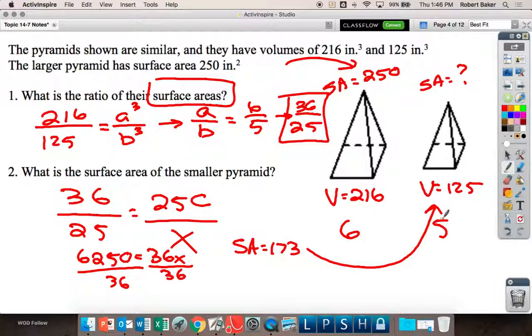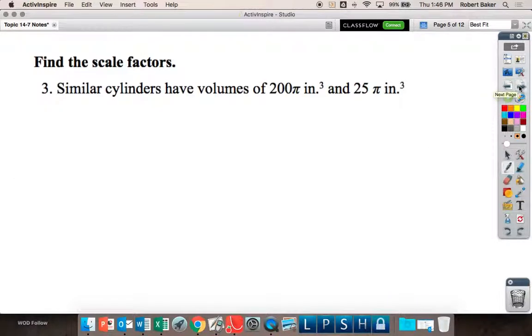So we're going to go back now. We're going to do this in small little pieces. So here's the first one. You have two cylinders that have volumes of 200 pi and 25 pi. I want to know what is the scale factor. So what is the proportion that compares volumes? Is it A over B, A squared over B squared, or A cubed over B cubed?